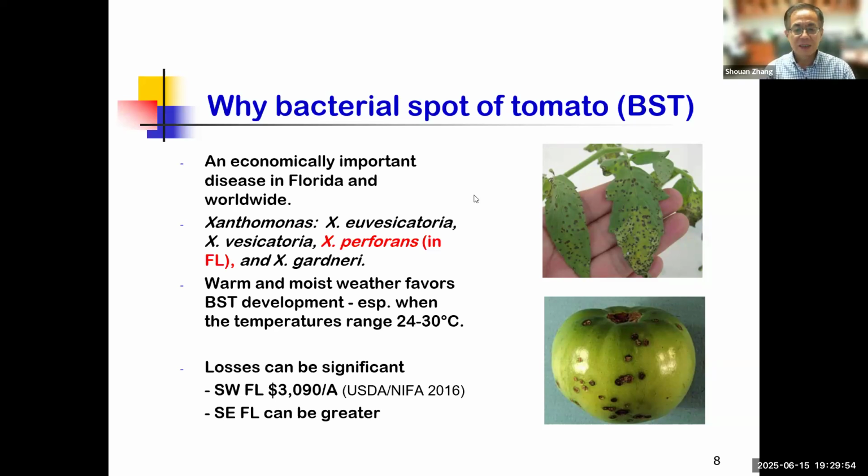Bacterial spot is favored by warm and moist weather, which is common in Florida. Bacterial spot can cause significant losses to tomato growers.